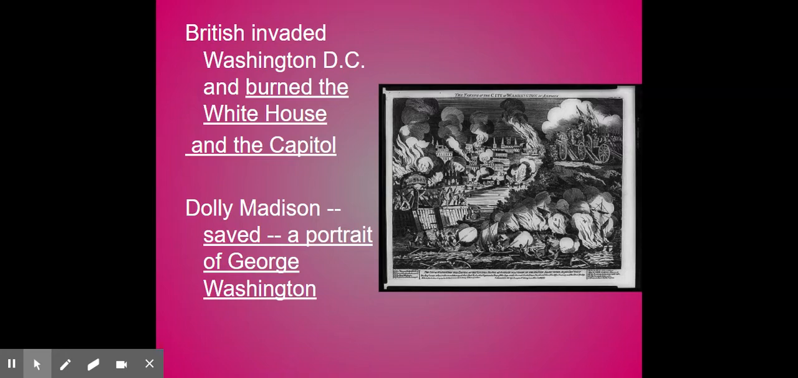Number one, Dolly Madison, who's the wife of James Madison. Dolly Madison saves a very, very famous portrait of George Washington. It's my understanding that if you are lucky enough to get a tour of the White House, you can actually see that portrait hanging there still. It is a full-length body portrait of Washington.